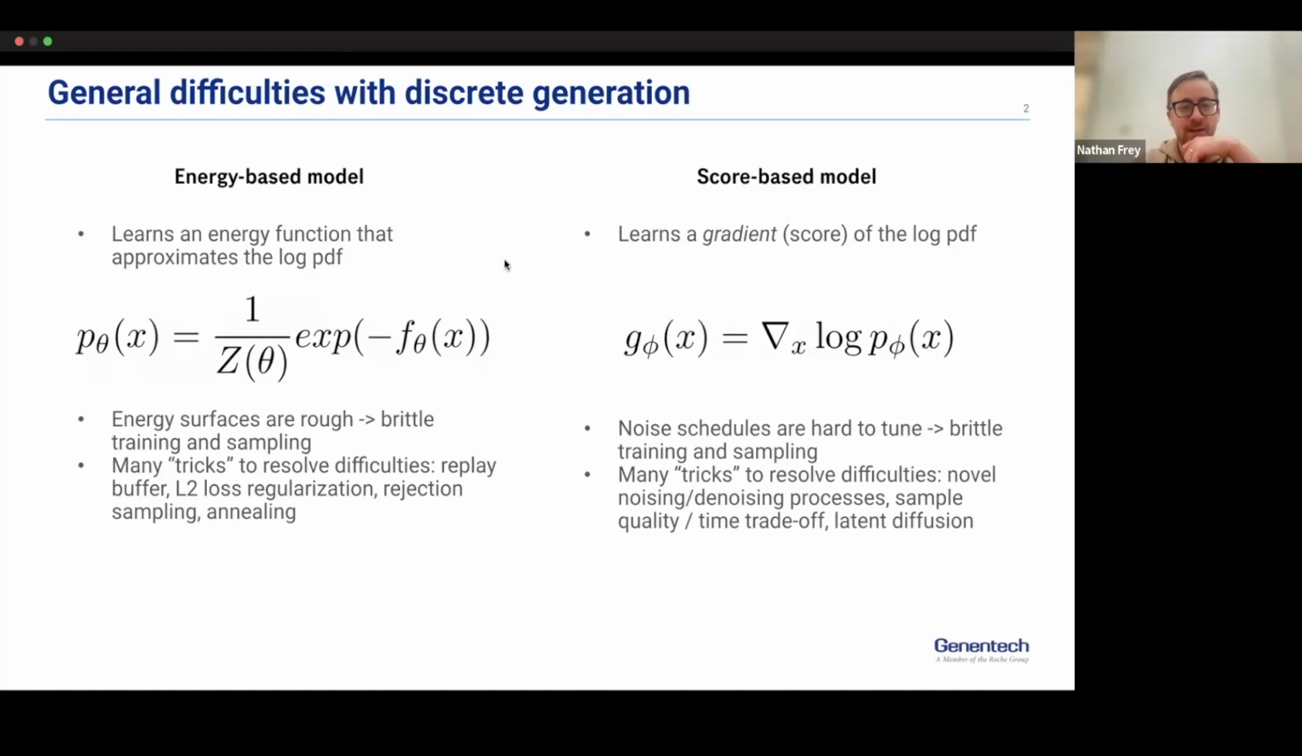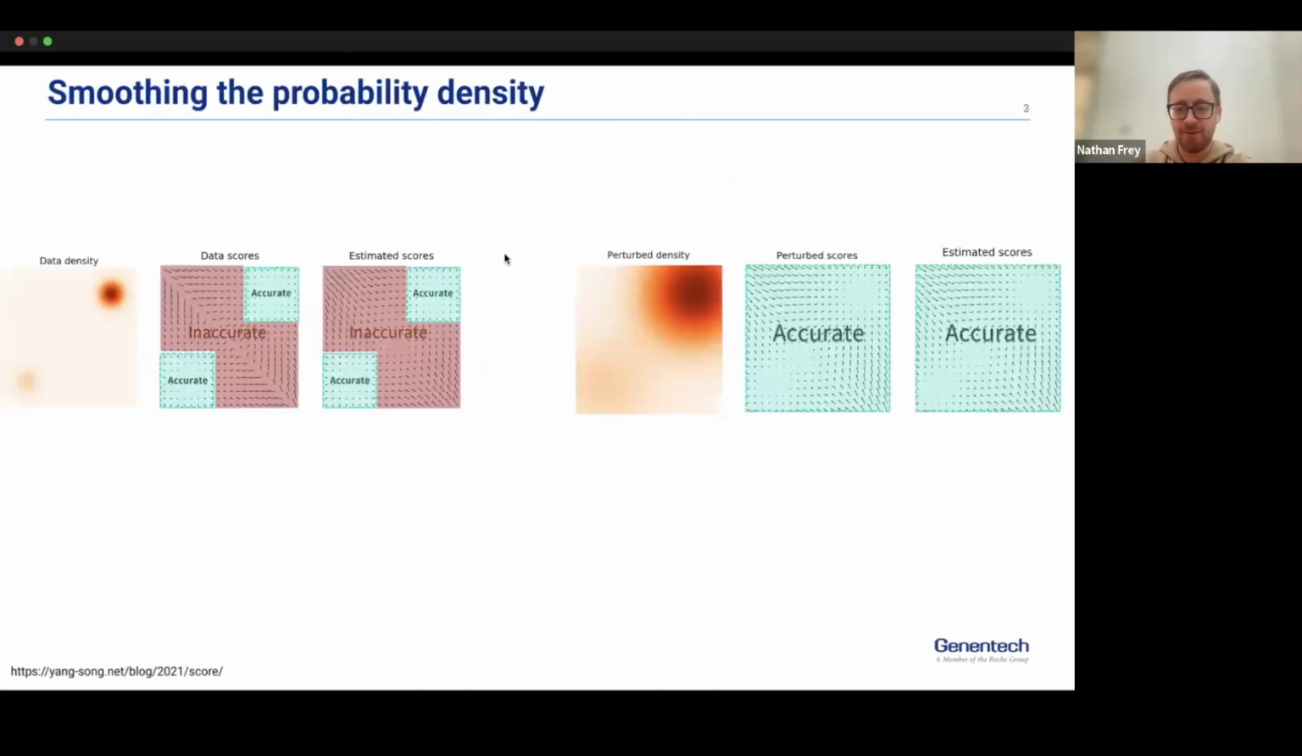I will just say, there are problems and difficulties with training and sampling from energy-based and score-based models. So that was the motivation for this work. And like lots of other work in diffusion and generative modeling, the basic idea is how do you smooth the probability density to make sampling tractable, efficient, and get good sample quality.